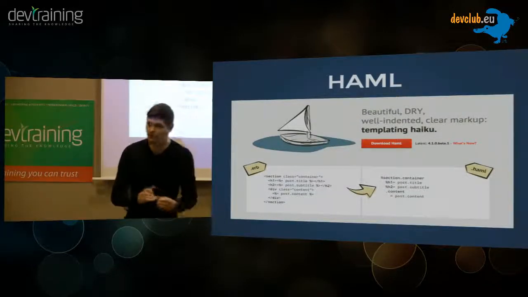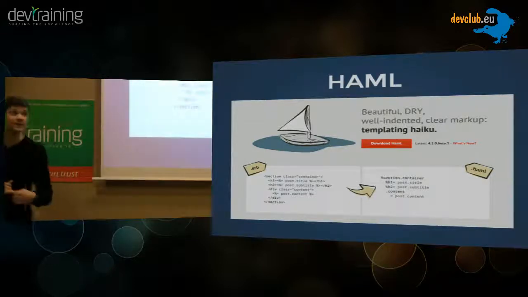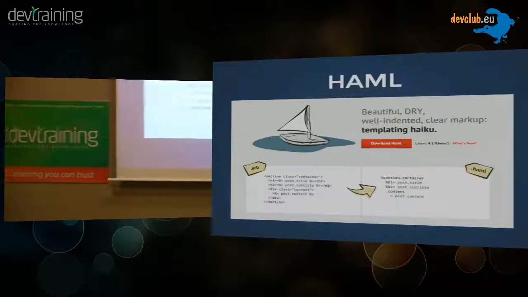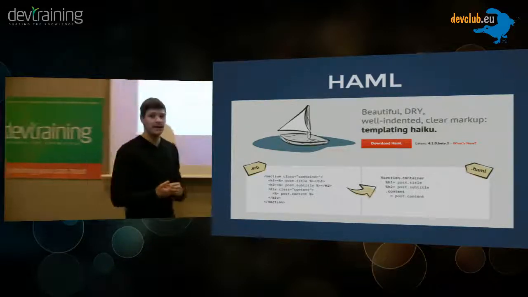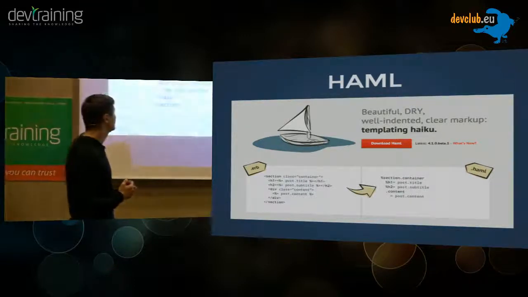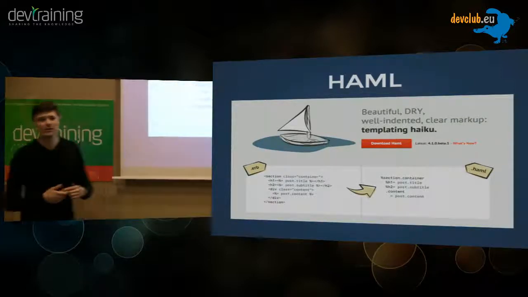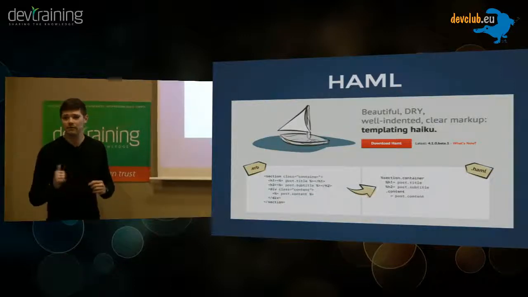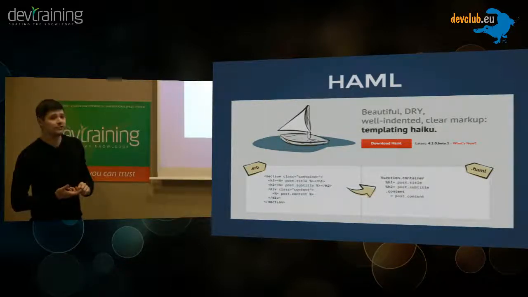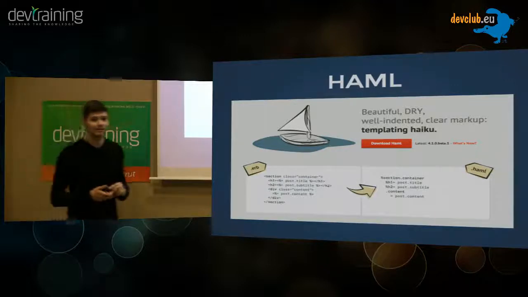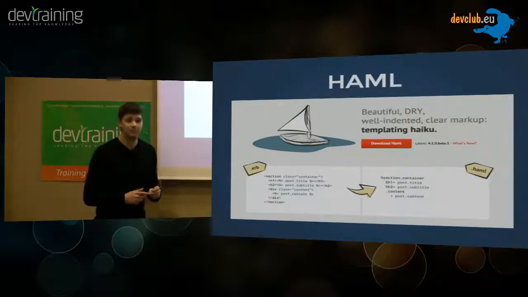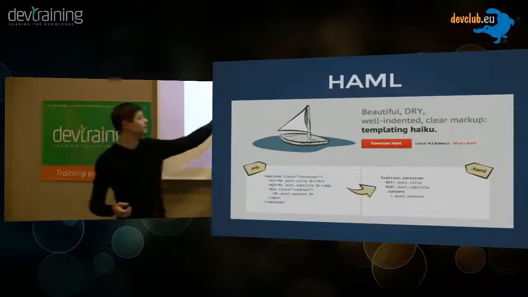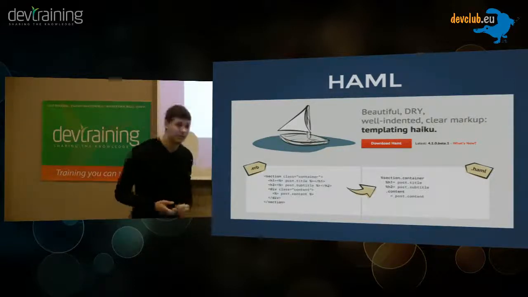One more thing before we dive deeper into the demo. By default, Rails uses the embedded Ruby templating engine for views, which looks like this. I'm not sure if it's readable here. Is it? Good enough. Okay, so it's a pretty common practice among many different languages and frameworks. You just embed Ruby code snippets into HTML.